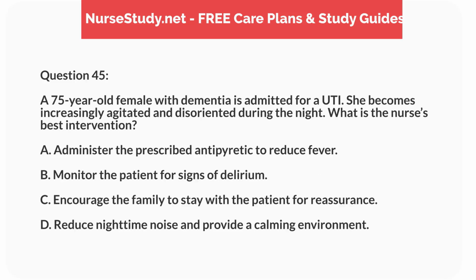Question 45. A 75-year-old female with dementia is admitted for a UTI. She becomes increasingly agitated and disoriented during the night. What is the nurse's best intervention? A. Administer the prescribed antipyretic to reduce fever. B. Monitor the patient for signs of delirium. C. Encourage the family to stay with the patient for reassurance. D. Reduce nighttime noise and provide a calming environment.